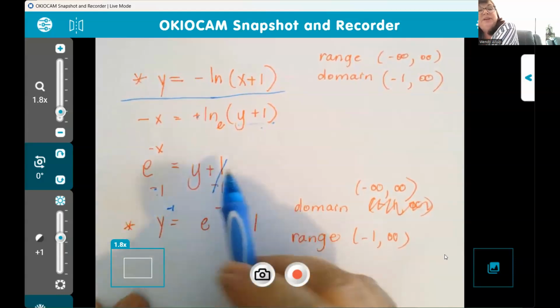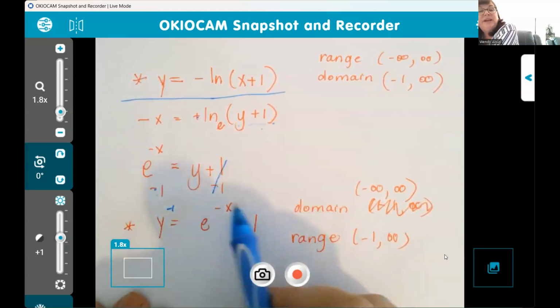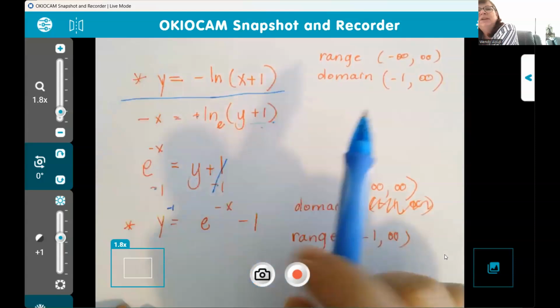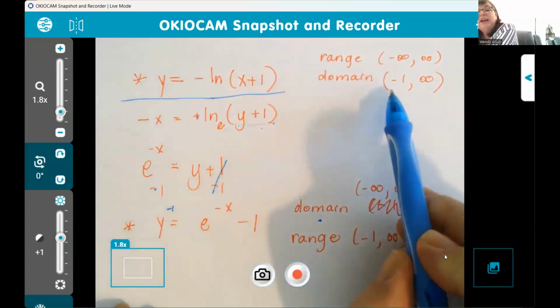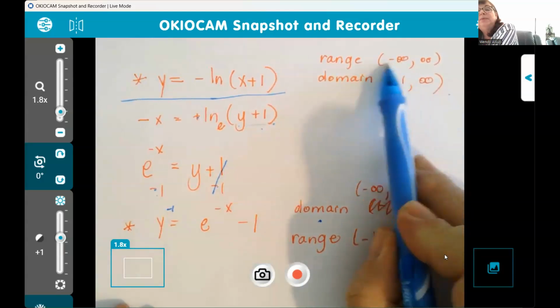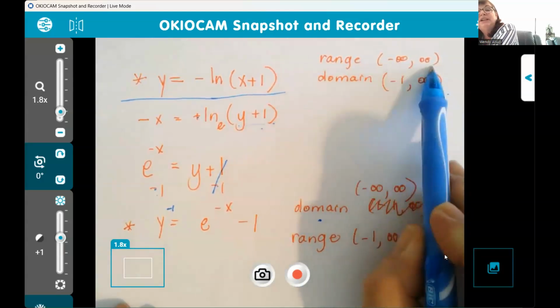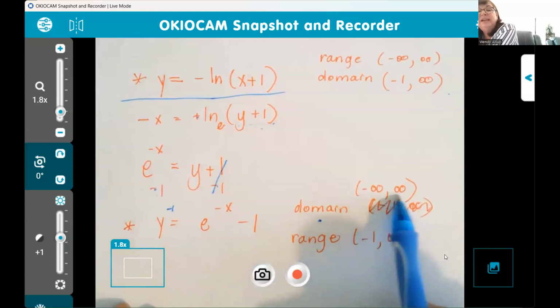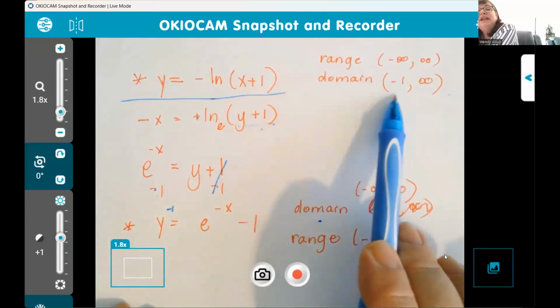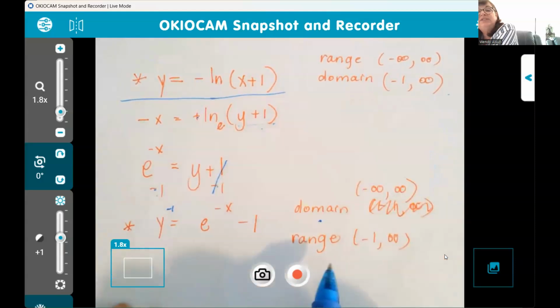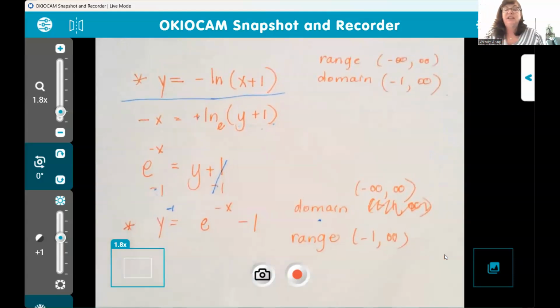All right. Now, you might think, oh, that's kind of hard to find the domain and range of that one. Not if you knew the other one. Domain of the inverse is the range of the original. My range of my original was negative infinity to infinity. So that's my domain of my inverse. My domain of my original was negative 1 to infinity. That's my range of my inverse, negative 1 to infinity.